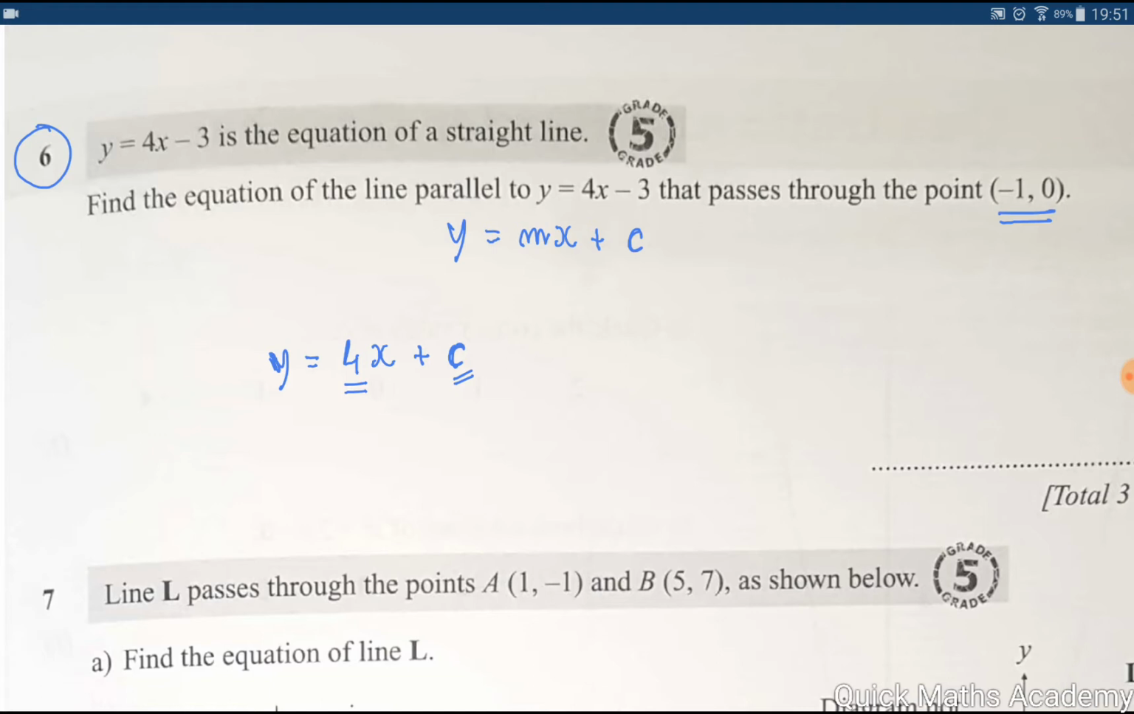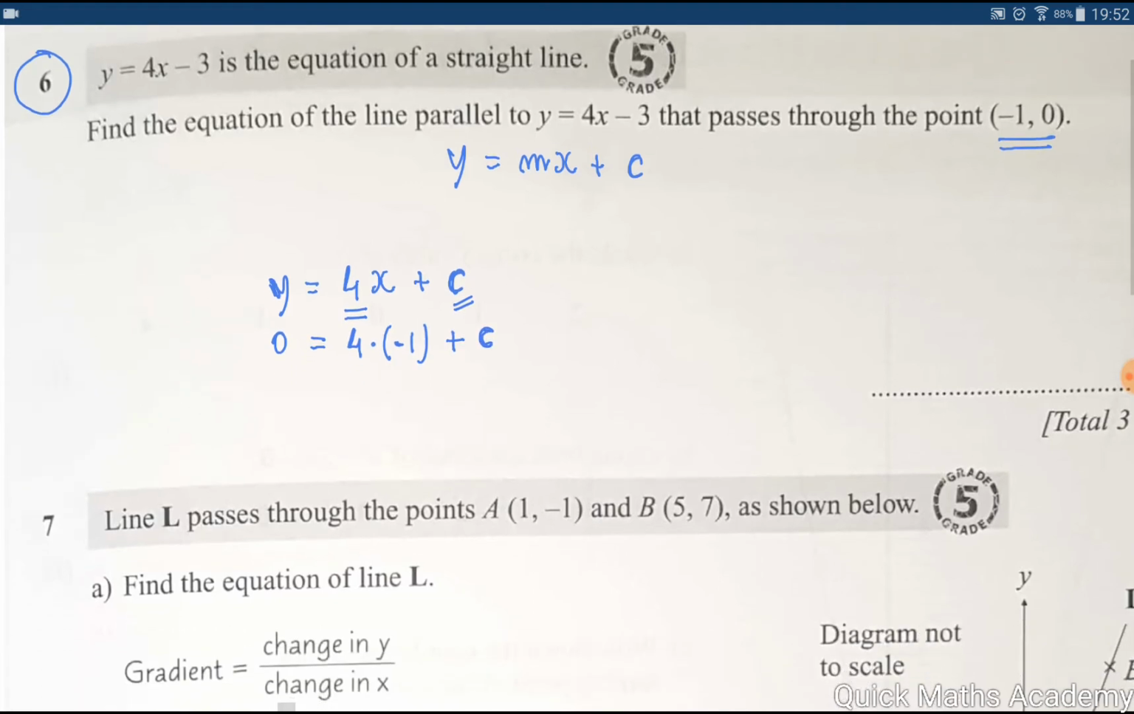find out our c. If I know this point minus 1, 0 is on this new line I'm looking for, what I'm going to do is just replace the values in my equation and find out the c. So y is 0, and 0 equals 4 times x. x is minus 1, plus c.